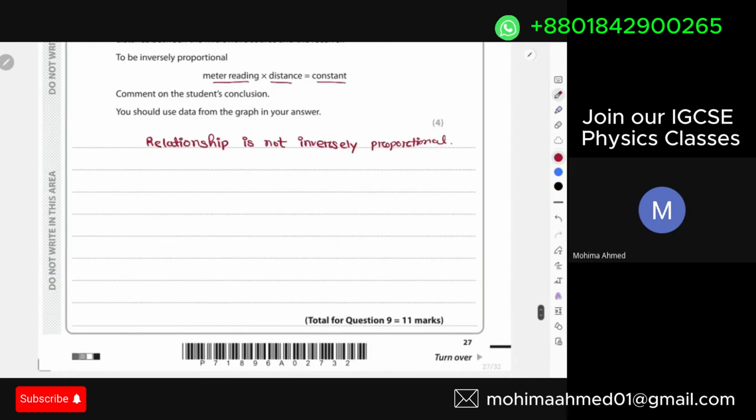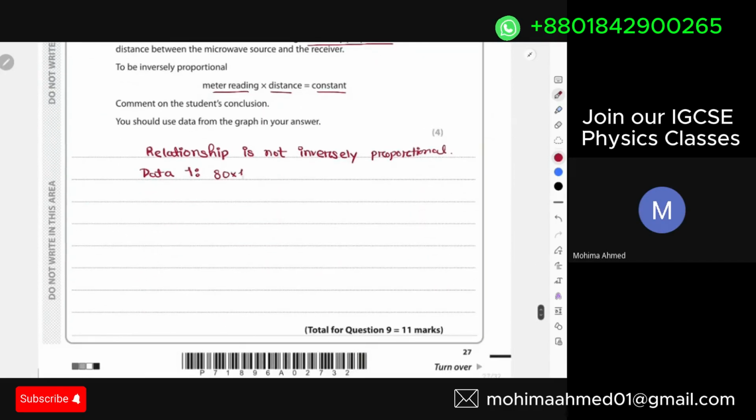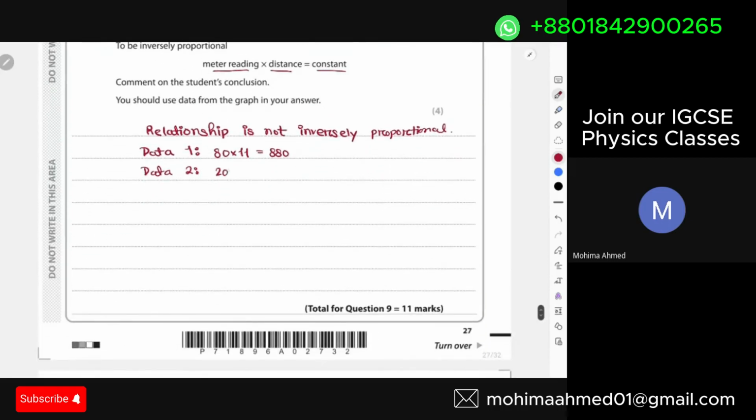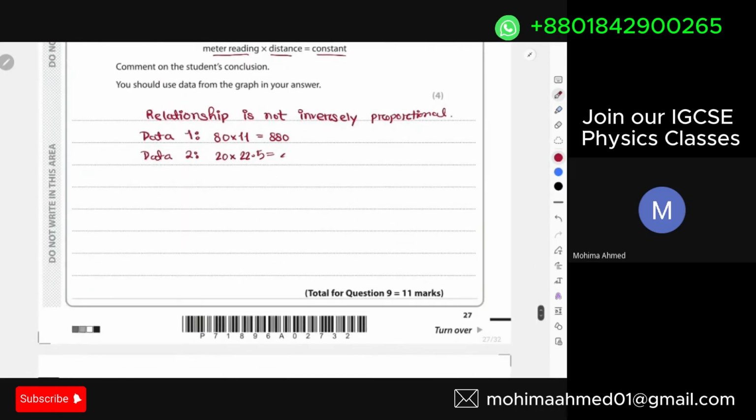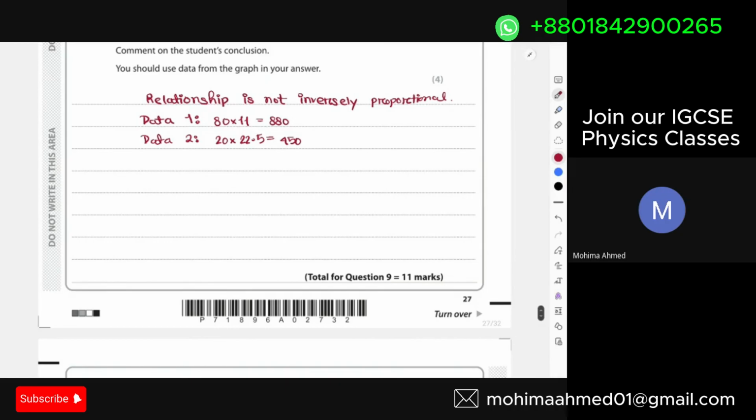Inversely proportional. And why are we saying the relationship is not inversely proportional? Because for data 1, we're going to calculate this. For data 1, we have 80 multiplied with 11, that is 880. And for data 2, we have how much? 20 with 22.5, that is going to be 450, right? So from these two values, we can say that these two data do not satisfy the equation meter reading multiplied with distance equals constant. So our conclusion is true, right?